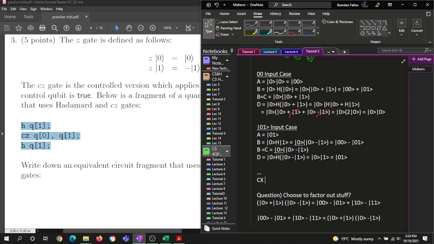for this one, where's my actual notes on it? I'm pretty sure it's just a CX between, this is notes 1, sorry. There's only 2 bits. CX between Q0 and Q1, right. Yeah, you're right, Q0 and Q1. Glad that you came to that same conclusion. But that is the answer.